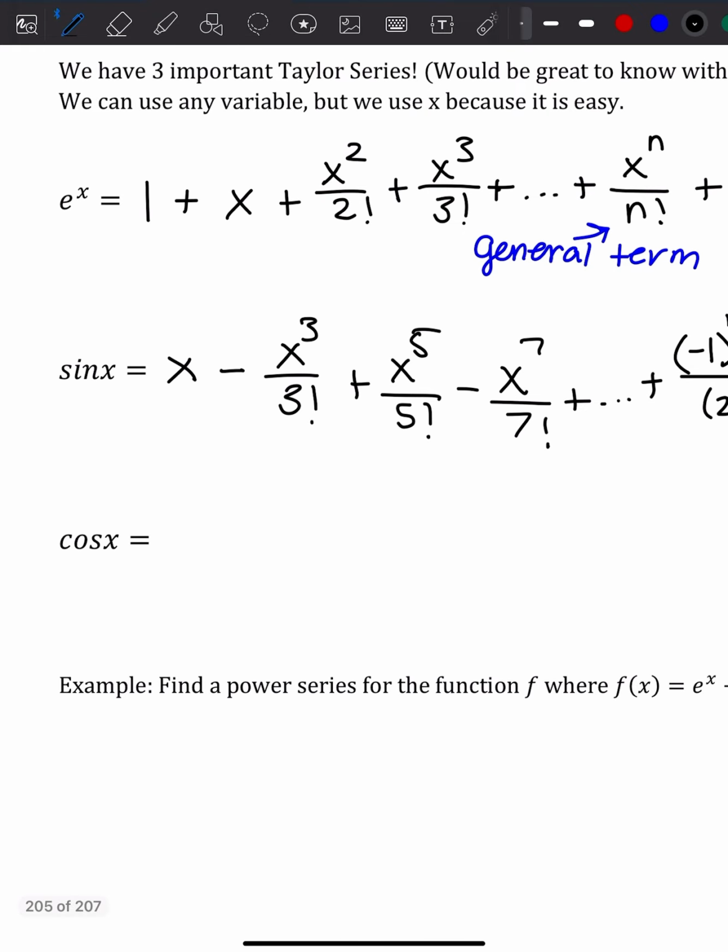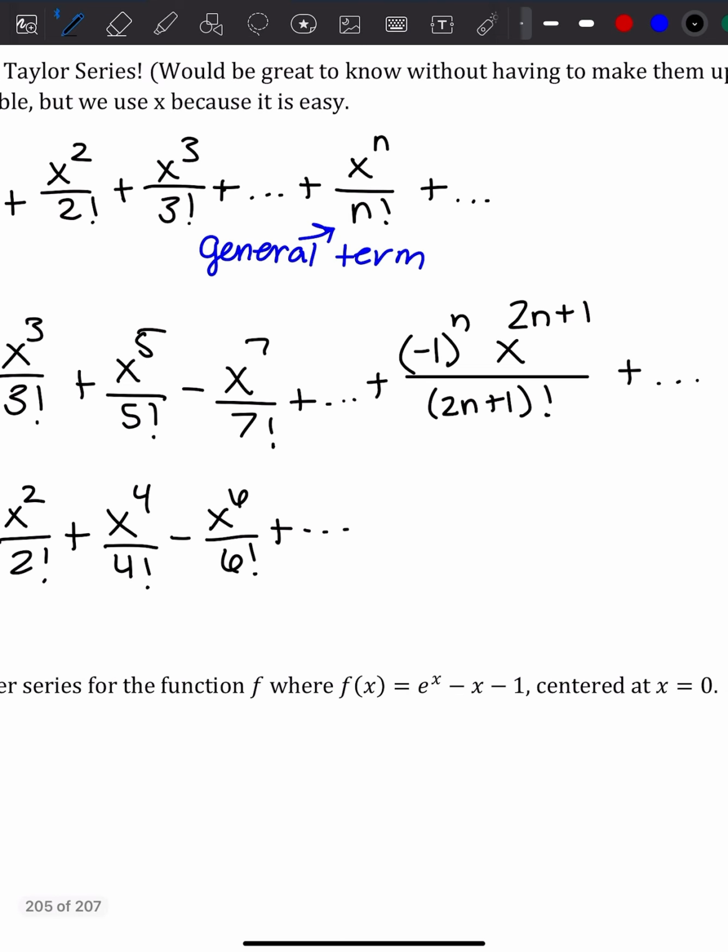You're going to notice cosine is exactly the same, but a little bit off. So our first term is going to be 1. Then we're going to subtract x squared over 2 factorial, plus x to the 4th over 4 factorial, minus x to the 6th over 6 factorial. And that goes on until we get to our general term. This also has an alternating piece, so we're going to use -1 to the n. This time our exponent and our factorial are even numbers. So instead of 2n plus 1, we're going to go with 2n. No matter what we put in, we multiply by 2, it becomes even. And it's a series, so it goes on forever.